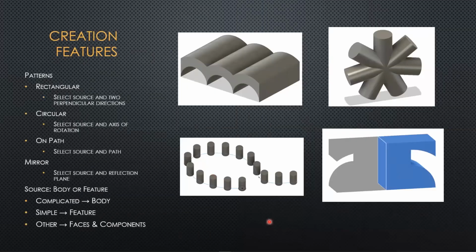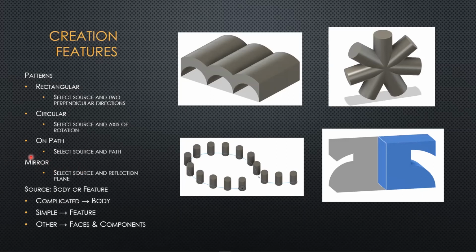More creation features. So these are patterns and mirrors. So up above is a rectangular pattern where we took that intersected part from before and we made 3 copies of it in each direction. Then we have a circular pattern. So this is a cylinder that has been patterned around its base. On path, we're selecting a source thing to pattern, and then we're giving it whatever path. So in this case, it's a spline, but you can use lines, you can use arcs. And then we have mirror.